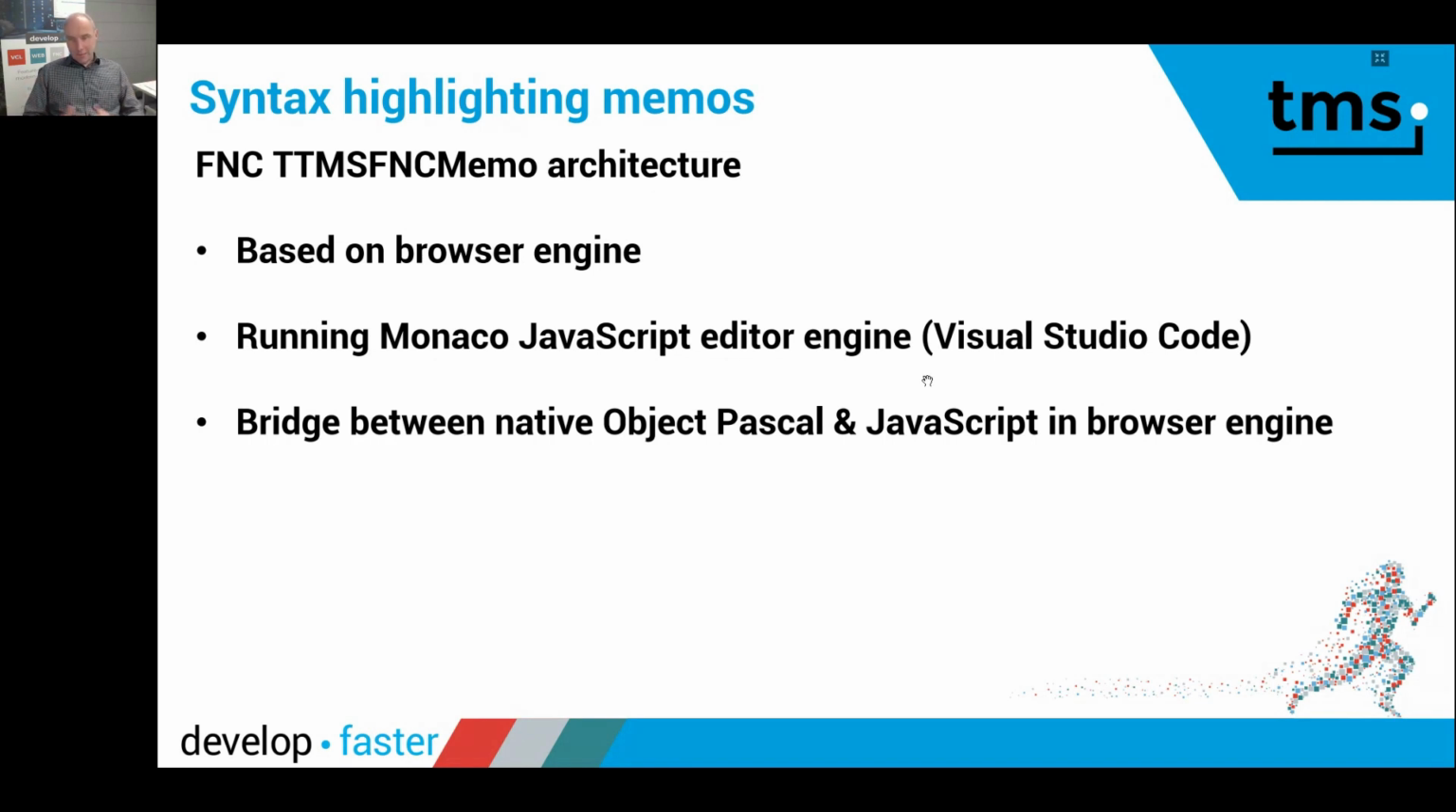And we have also for other purposes a bridging technology between native Object Pascal code and the browser engine, the bidirectional bridge. That means that from Object Pascal code, we can control what is happening in this browser engine, but also we can react in our native Object Pascal code to JavaScript events happening in that browser engine.